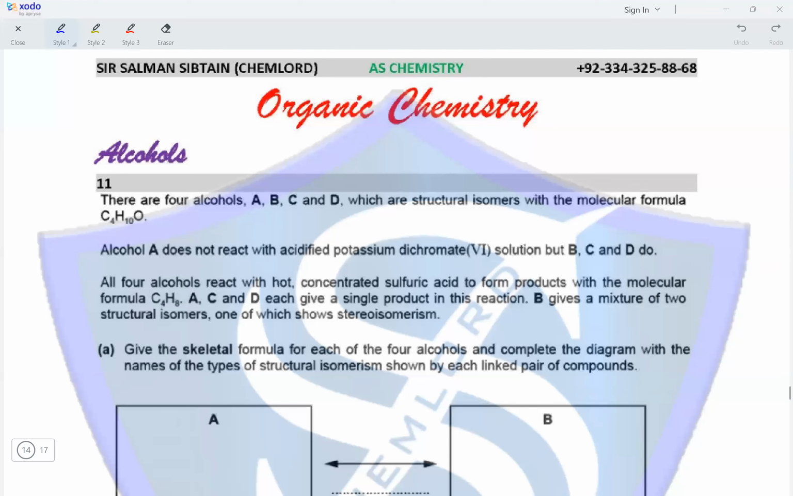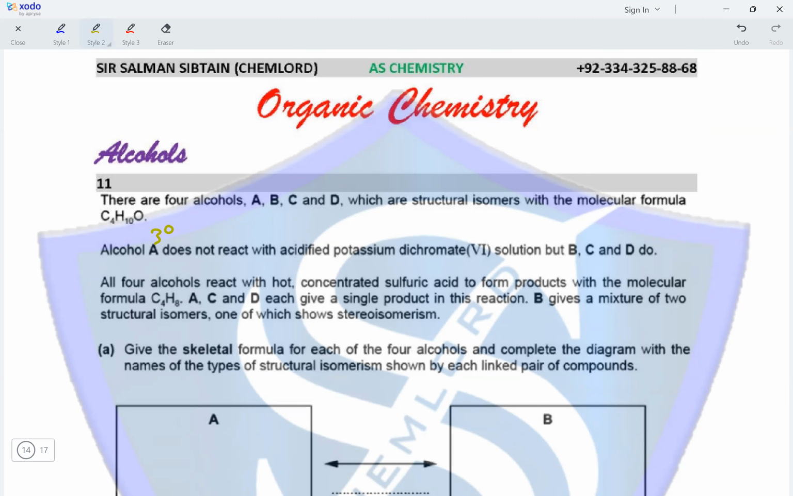Question 11. There are four alcohols A, B, C, and D, which are structural isomers with the molecular formula C4H10O. Alcohol A does not react with acidified potassium dichromate solution, but B, C, and D do. So alcohol A is a tertiary alcohol. B, C, and D can be primary or secondary. All four alcohols react with hot concentrated sulfuric acid to form products with the molecular formula C4H8. All of them undergo dehydration.